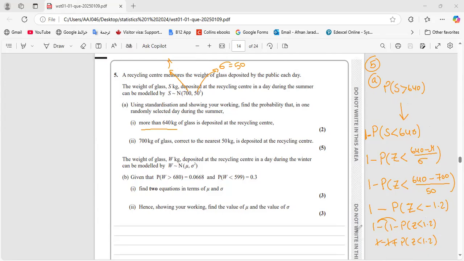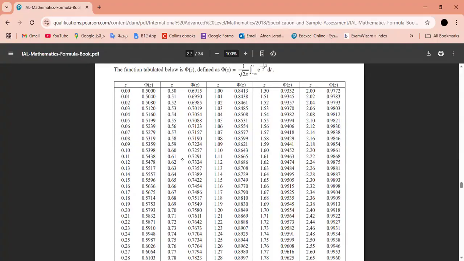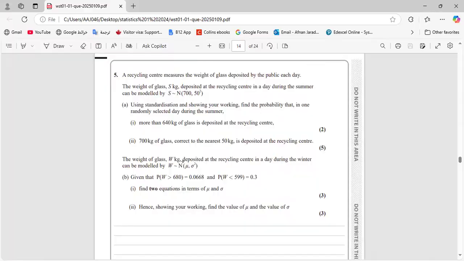How can I find the probability of Z less than 1.2? Look at the table, Z 1.2. So the area is 0.8849.